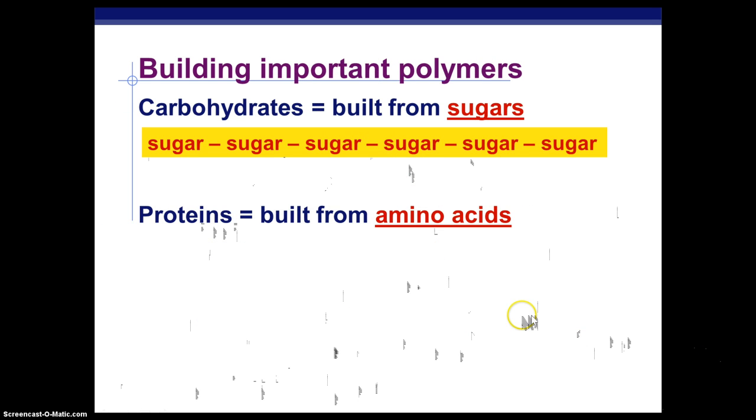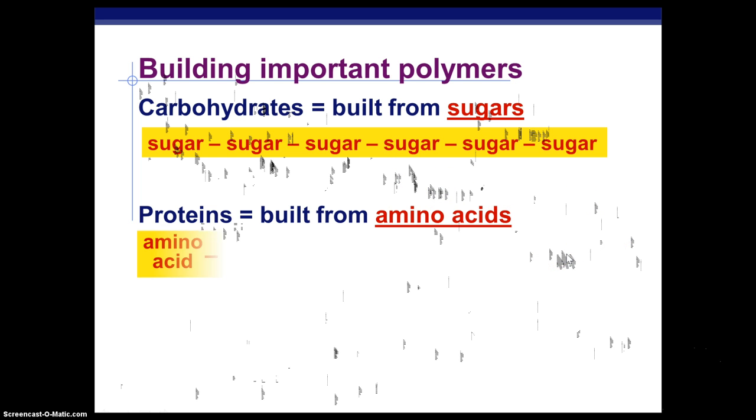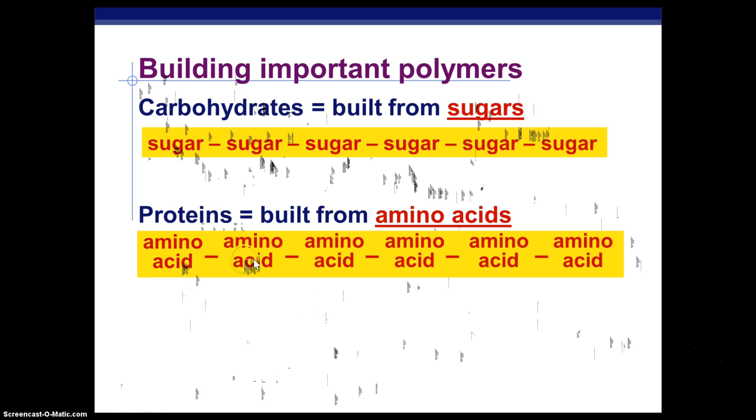Here's an example of our biomolecules. Carbohydrate is a polymer, and it is made of a monomer called sugar. There's different types of sugars that we'll talk about, but basically carbs are just chains of sugar put together. Proteins, their monomer is called amino acid. So you put a chain of amino acids together, you get a protein.